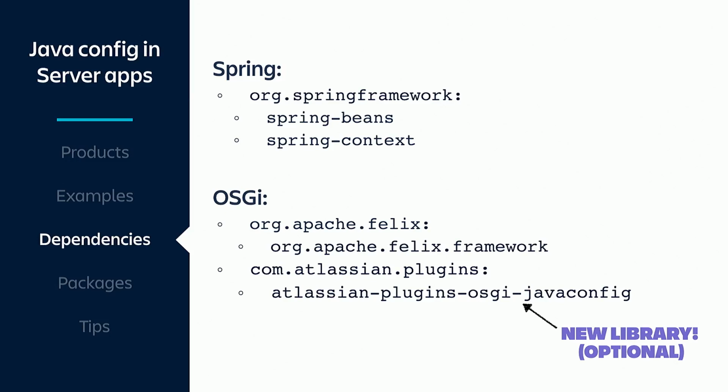You'll need a dependency on Felix or the OSGi framework. You could use the official OSGi library, but I find it's more convenient just to use the Felix dependency because it provides all the same types, and it's much easier to align the versions of Felix with the version of Felix that the product actually uses. And then there's our new helper library, the OSGi Java config library. That's completely optional. You can write the boilerplate yourself if you prefer to do it that way, if you don't want to rely on our library, but it's super small and it won't cost you much to bundle it into your app.